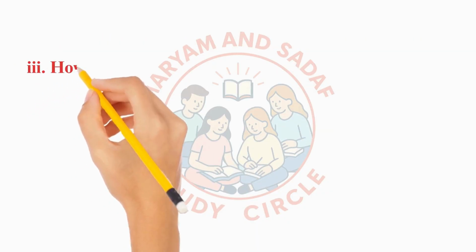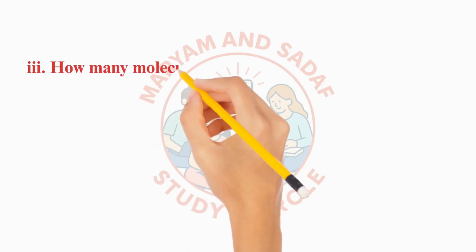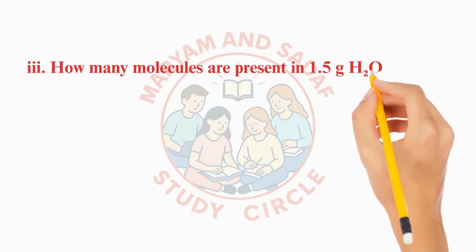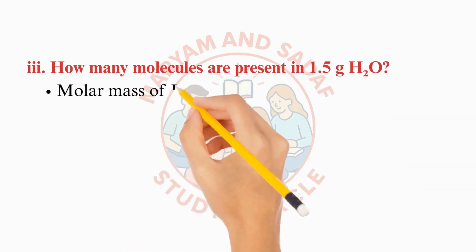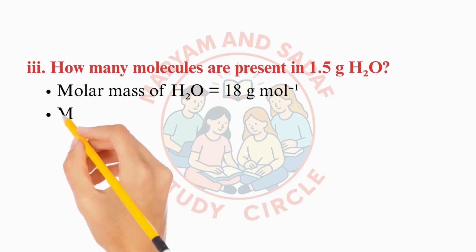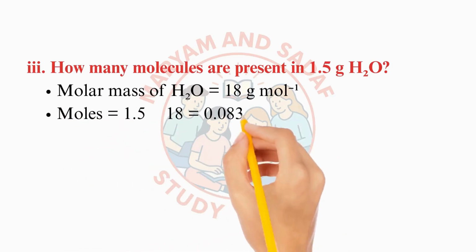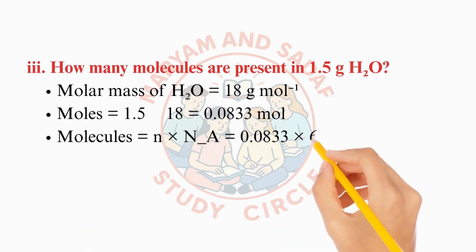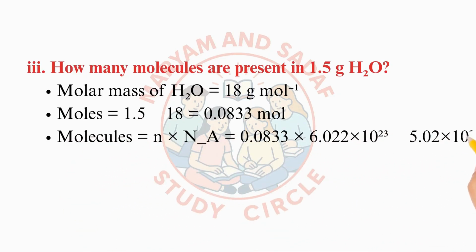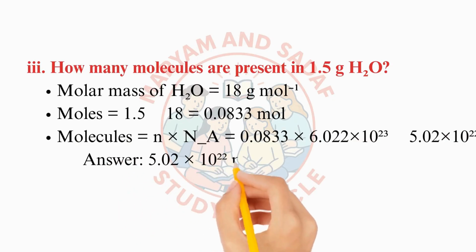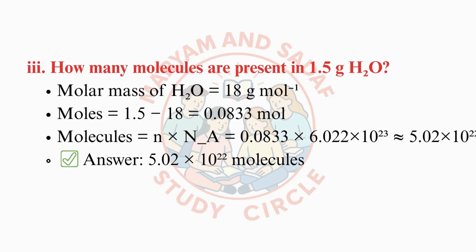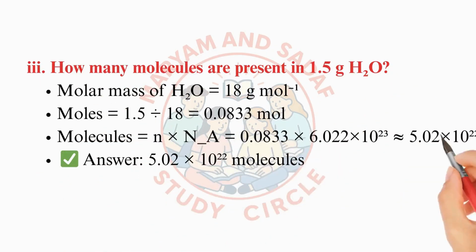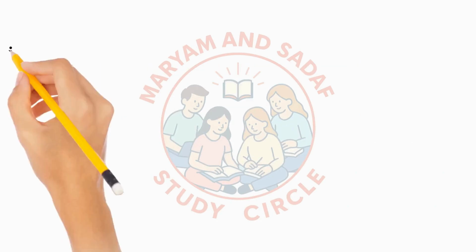How many molecules are present in 1.5 grams H2O? Molar mass of H2O equals 18 grams per mole. Moles equals 1.5 divided by 18 equals 0.0833 mole. Molecules equals n times NA, equals 0.0833 times 6.022 times 10 to the 23rd, which is approximately 5.02 times 10 to the 22nd.